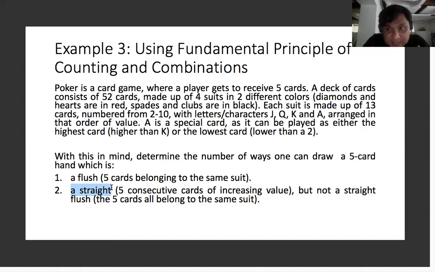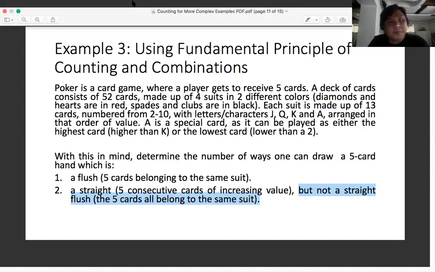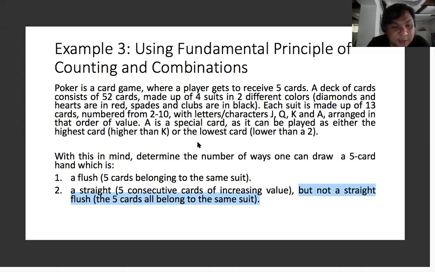you can actually draw a straight, but not a straight flush. So what does that mean? Because I'm pretty sure not all of you would know what a straight and a straight flush are. So a straight is a combination of 5 cards that is arranged in terms of increasing value. Now note that the suits are not very important for a straight.